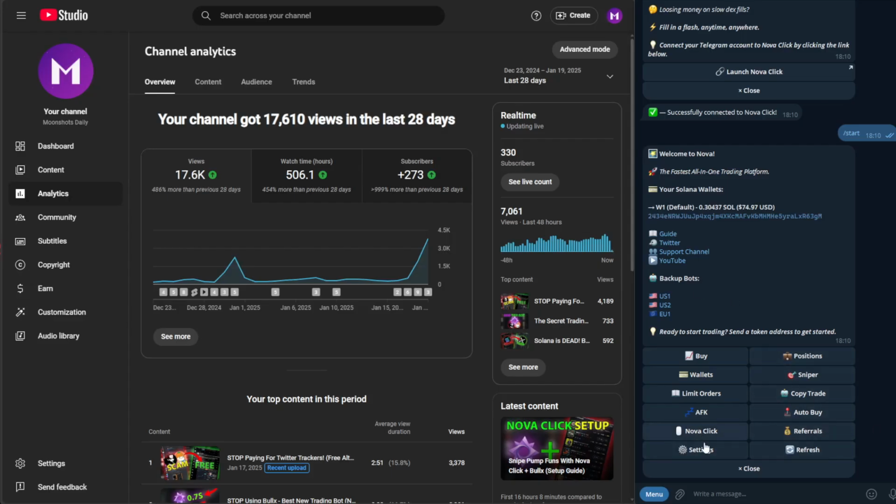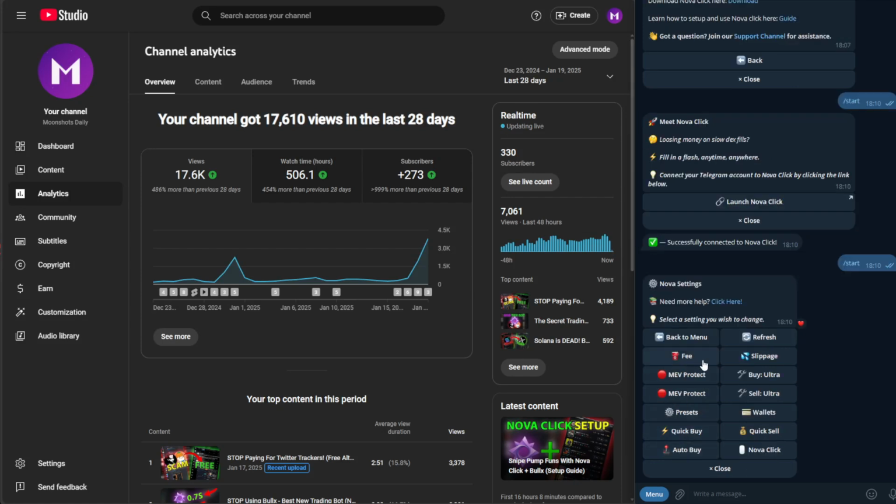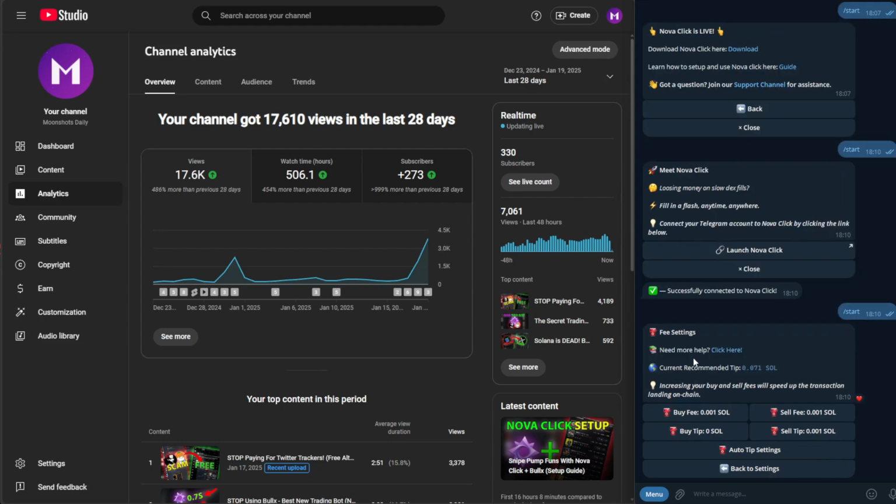Okay, so now to actually go through the best settings to use for NovaClick. This will be a really straightforward video. First of all, you're going to want to click on this fee button over here. For me personally, this depends on the scenario you're using or how much you're aping into the token. The buy and sell fee specifically are what is used to get your transaction through faster on chain. And then the buy tip and sell tip fees are basically to tip miners and the like, to also help prioritize your transaction and get it on chain faster.